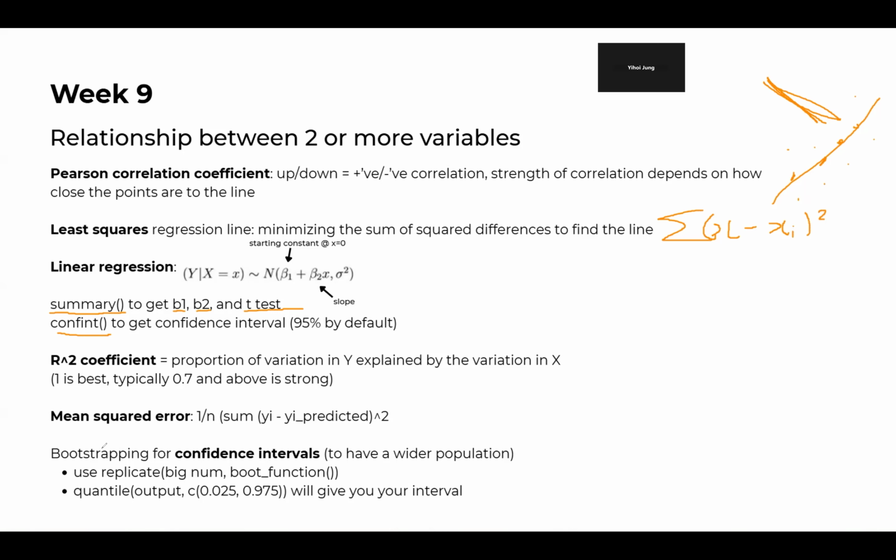And then for bootstrapping, we went over this earlier, but basically to get a confidence interval, you can either use confint or you can use bootstrapping to get a wider population and a more accurate confidence interval. So you'd use the replicate function and the quantile function at the end to get your interval.